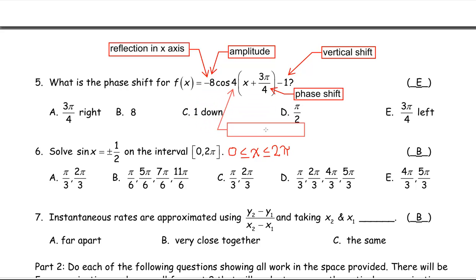Now, the 4 here allows you to find the period. It actually isn't the period. You actually go to pi and divide it by that number, and that will give you what the actual period is.